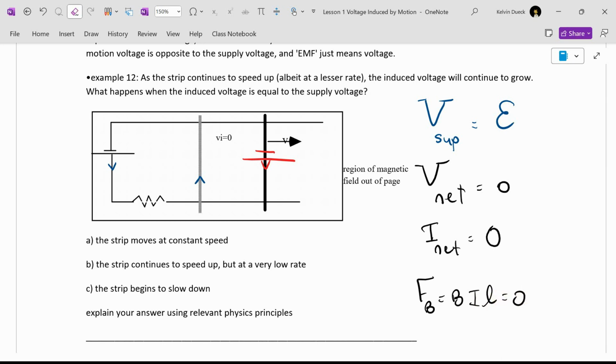So what's the correct answer? A, B, C? If F is 0, what's going to happen? And that'll be the maximum speed of your railgun.